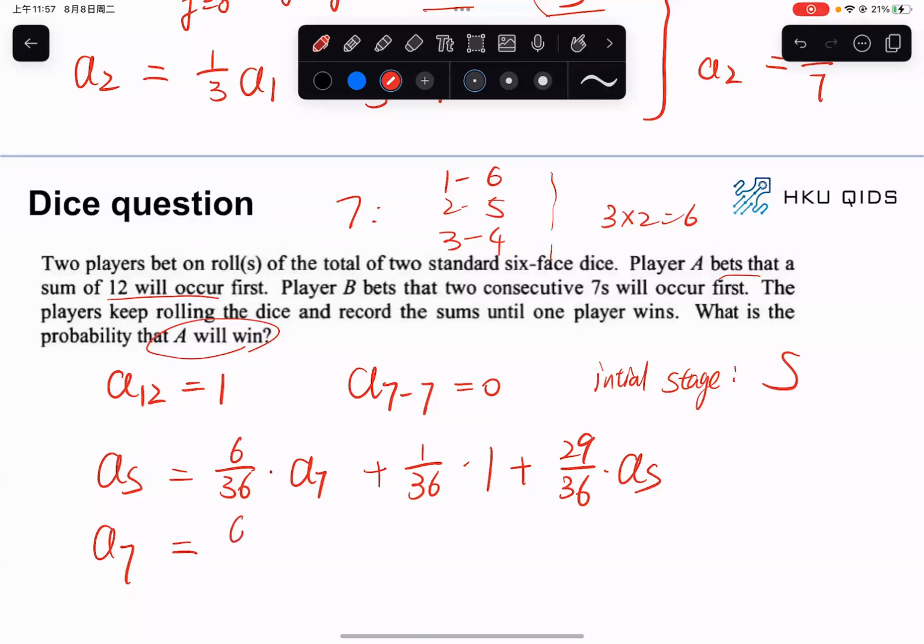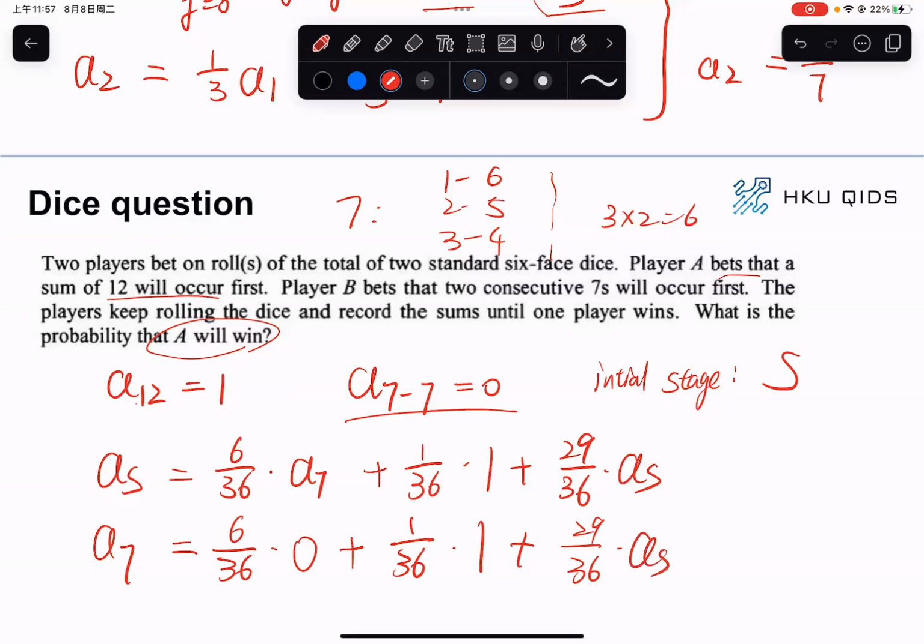Then it is 6 over 36, and this is going to multiply by 0 because A double 7 is 0. And plus, we have 1 over 16's probability to directly go to A12, which is also 1. And we have another 29 over 36 probability to reduce to the initial state.